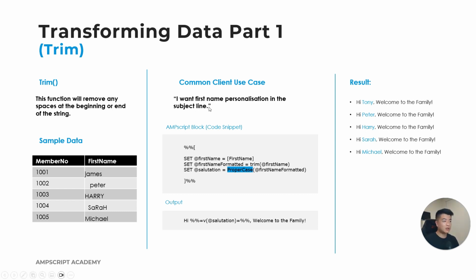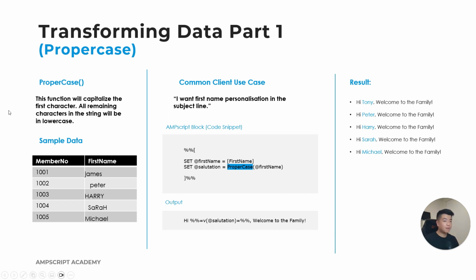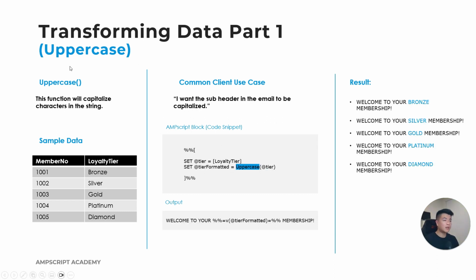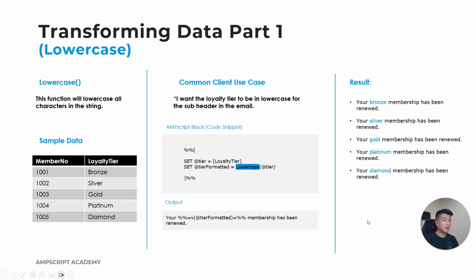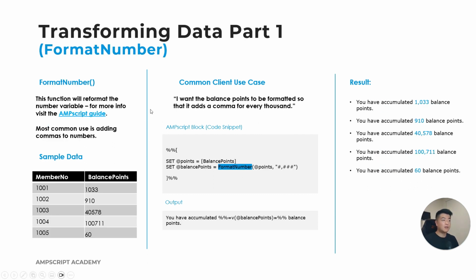So very straightforward with the trim. It removes the spaces at the beginning and the end. You have your Propercase, which capitalizes the first character. All remaining characters will be in lowercase, as so. Very simple, very easy to follow. Uppercase, pretty straightforward. Lowercase, you have your format number.